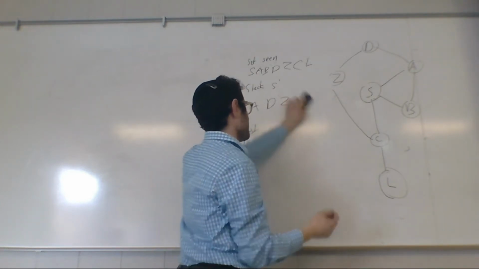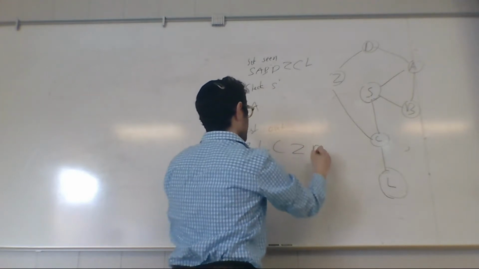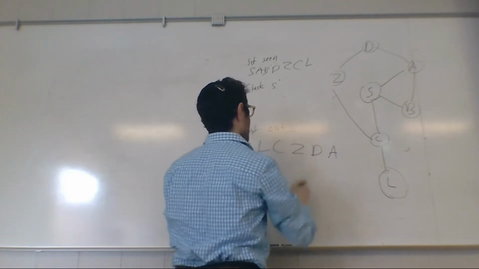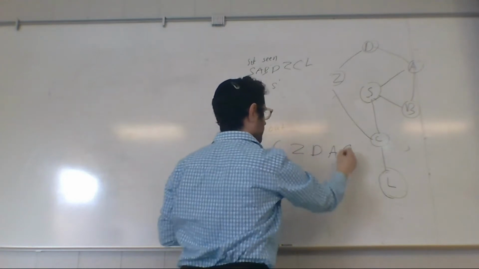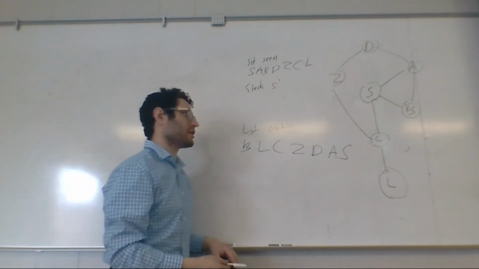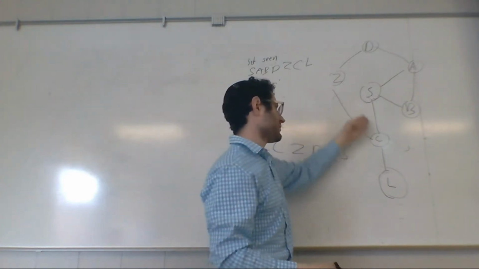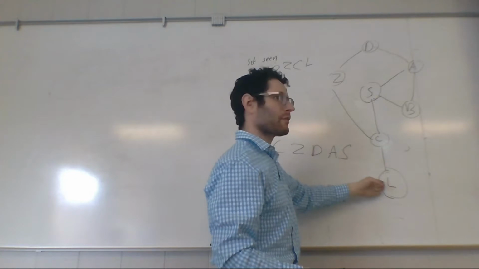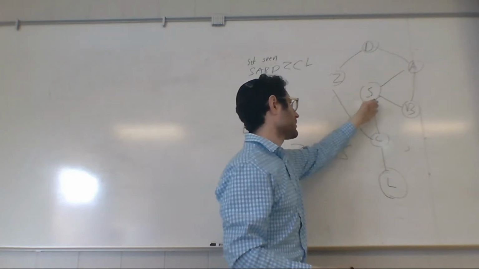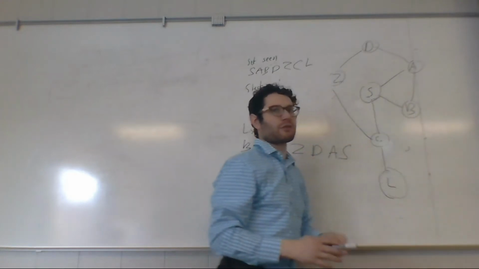We're at a dead end at C, so we pop off C, we pop off Z, we pop off D, we pop off A, and then we pop off S because we're done. We can't backtrack anything else. And notice that we'd have to do multiple backtracking operations if we went S, C, L, right? Then backtrack to C, and there would be a different order to go around.